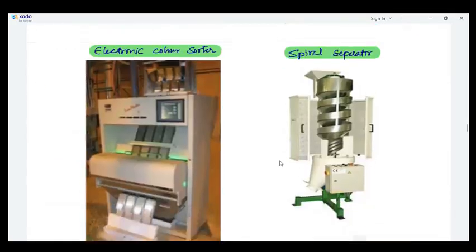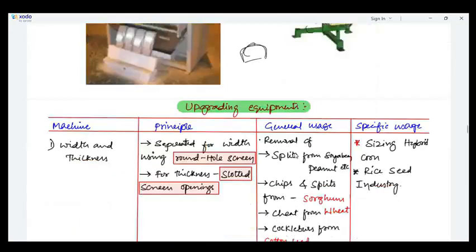This is how the color sorter looks, and this is a spiral separator. Based on the rotating motion of the seeds, you can expect separation between the seeds. The lighter seeds will fall a longer distance, and the heavy seeds will fall a shorter distance. This is how the separation occurs using a spiral separator.